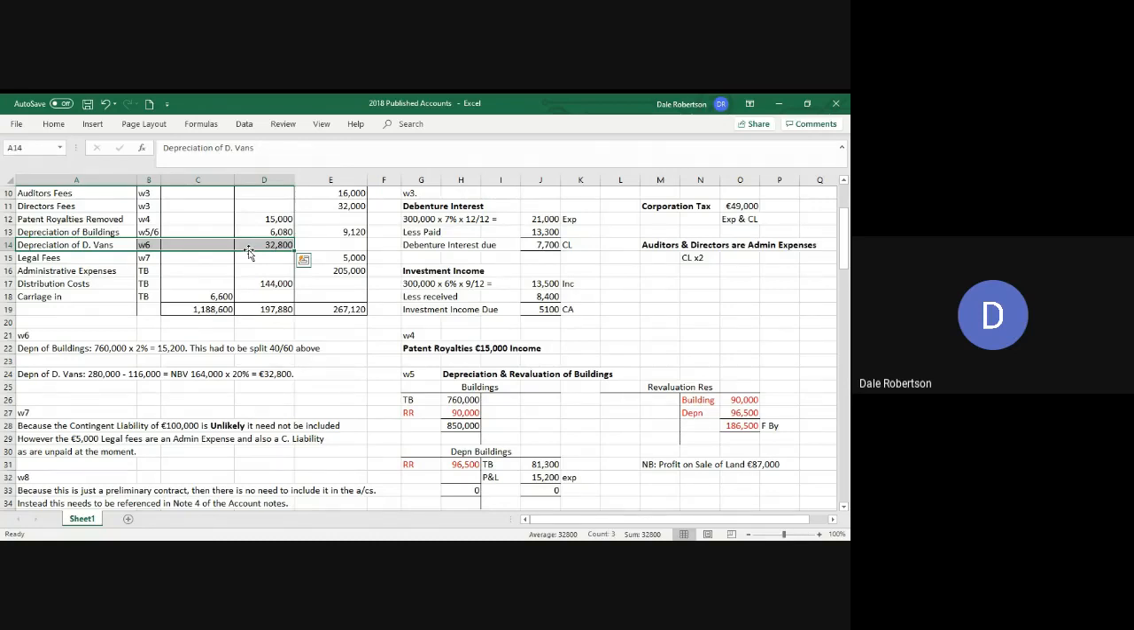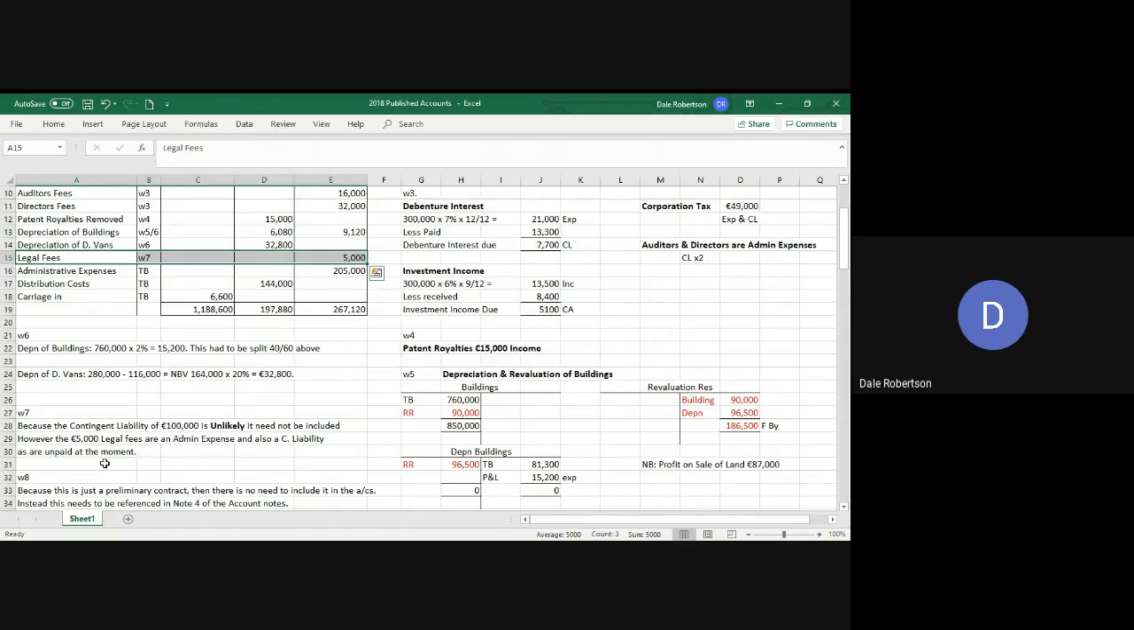Paragraph 7, and indeed working 7, it says the company has been sued by a former employee who is claiming unfair dismissal and is seeking €100,000. But because the company's advisors have stated that the contingent liability of 100,000 is unlikely, it need not be included at all. So therefore, the key word there is that it is unlikely, and that we will lose that case. So therefore, we don't include that 100,000. However, the company has received an invoice for legal fees to the value of 5,000, and that this must be provided for because we have to pay these solicitors. So therefore, the legal fees are an administration expense. Up here they go. And also there will be a current liability because at the moment they are unpaid.